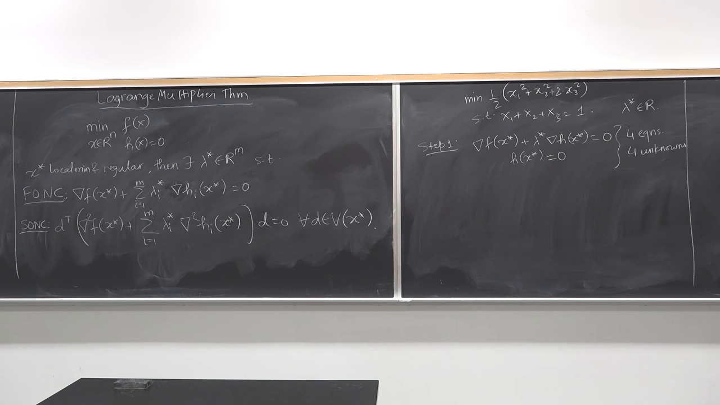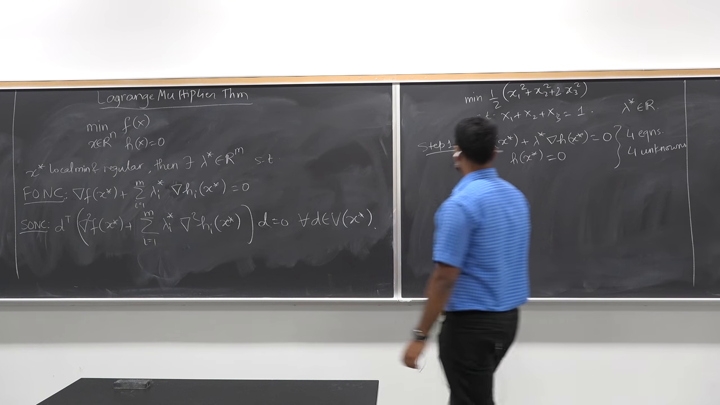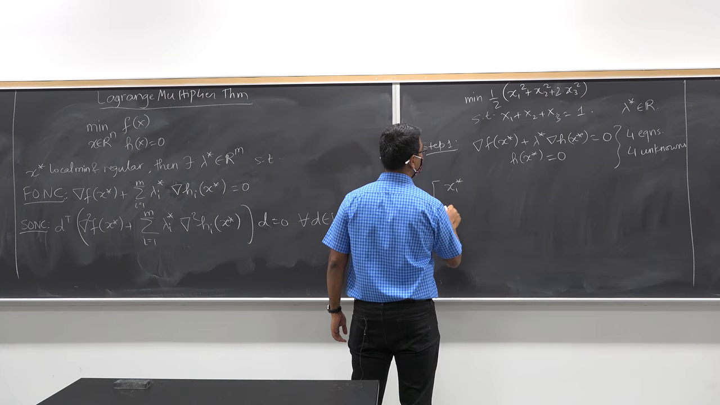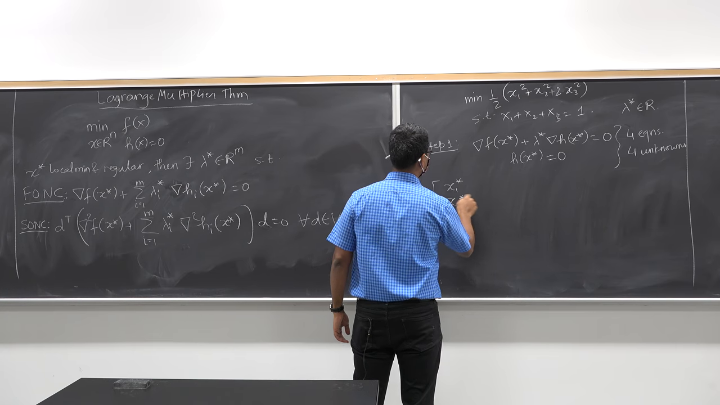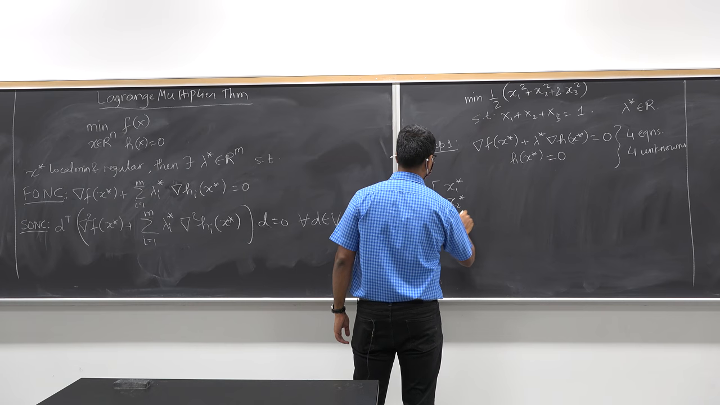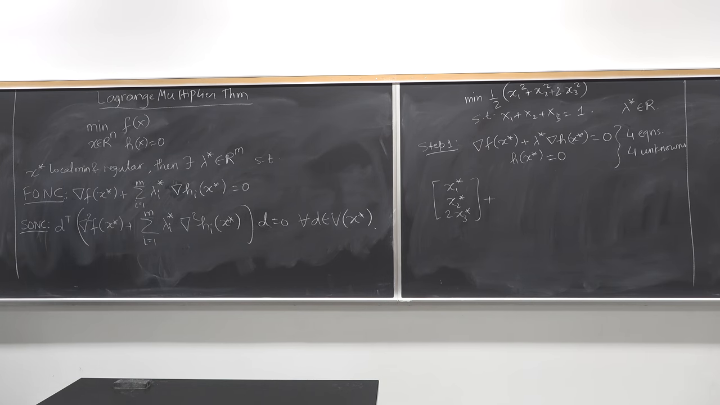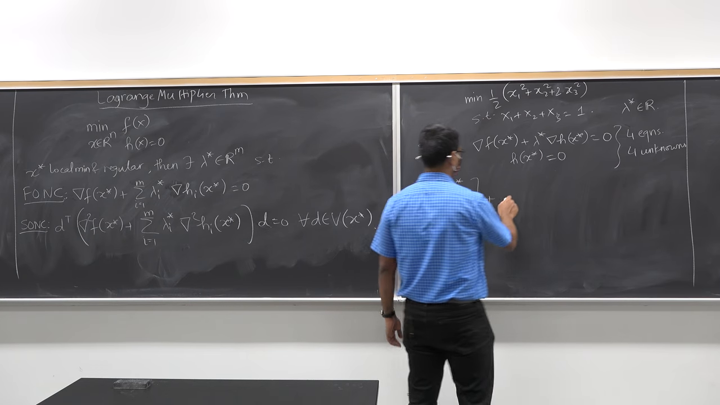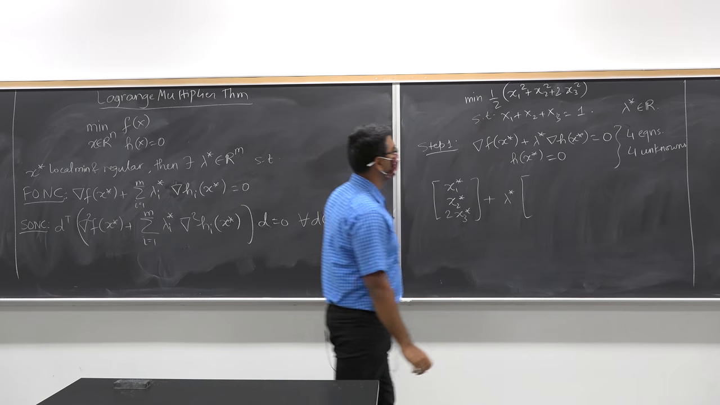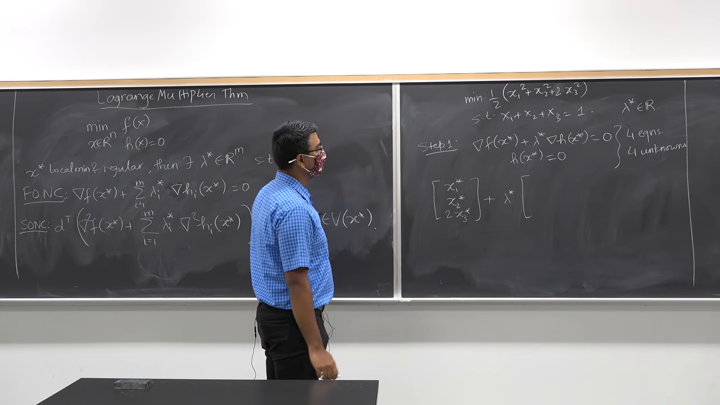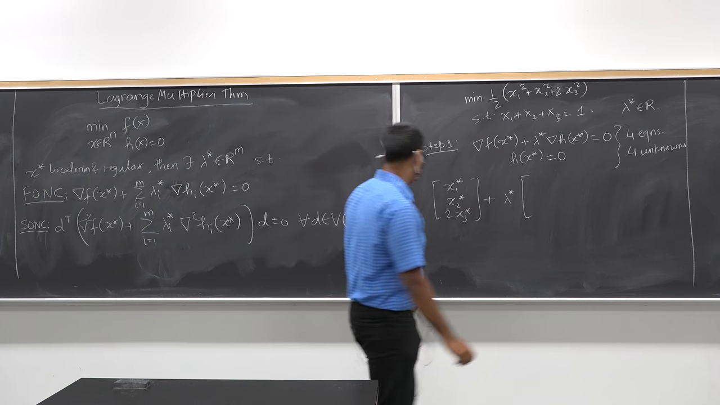So let's try to get those four equations. x1 star, x2 star, and then 2x3 star. That's my gradient of f at x star. Plus lambda star. What's my gradient of h at x star? Can someone tell me what the gradient of h at x star is?